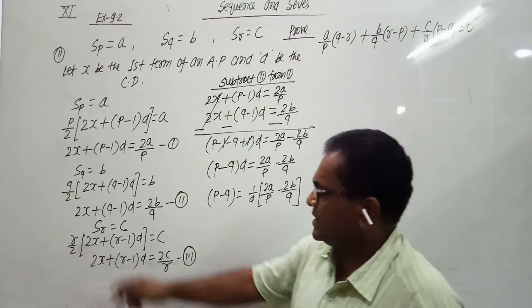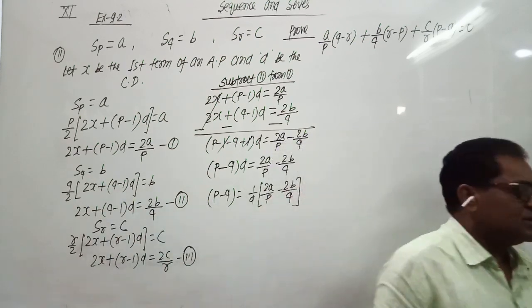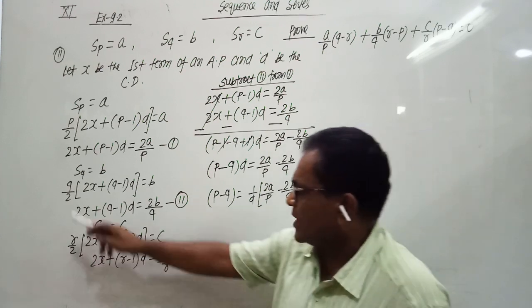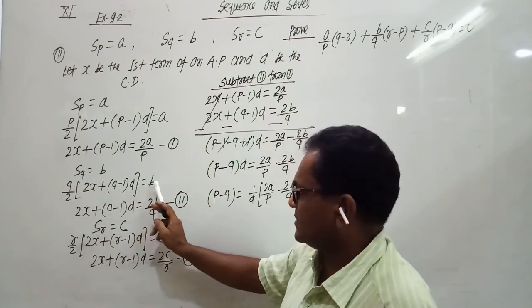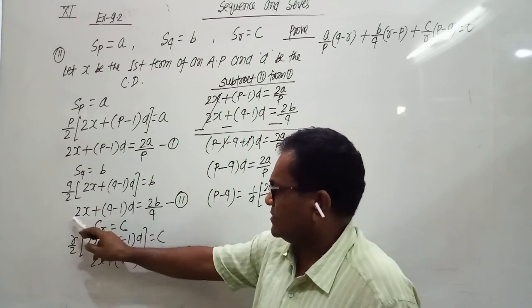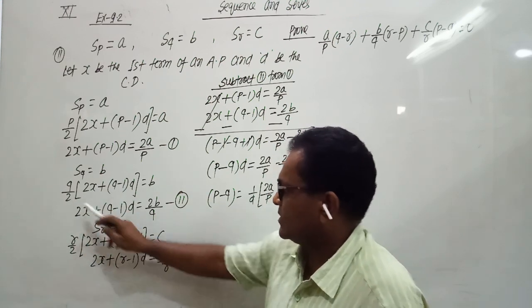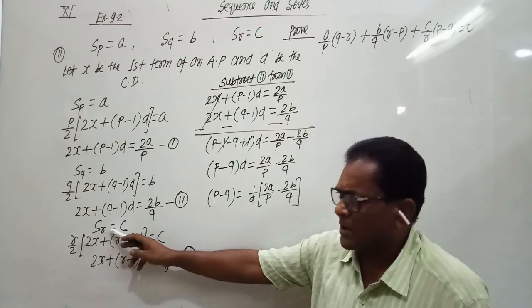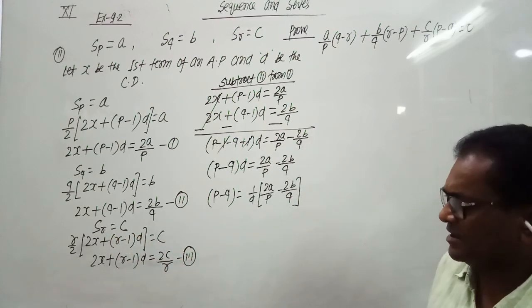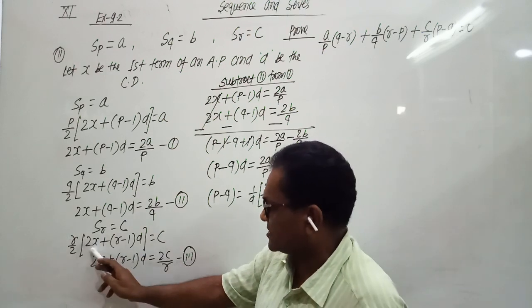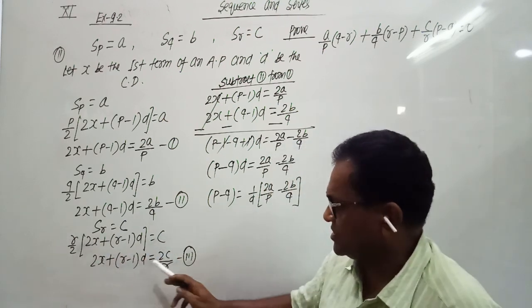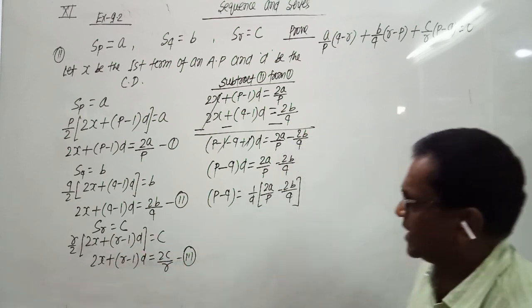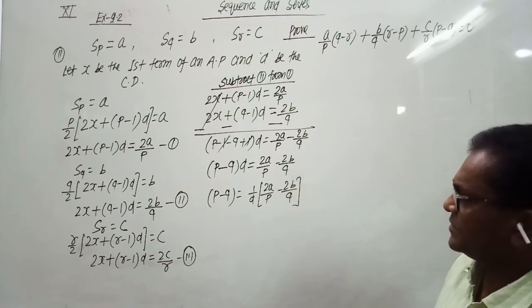Then we are given the sum of the first q terms is B. So S_q = B, so q/2 [2x + (q - 1)d] = B. Then we solve this: 2x + (q - 1)d = 2B/q. Similarly, the sum of the first r terms is C. So r/2 [2x + (r - 1)d] = C, and 2x + (r - 1)d = 2C/r. We get the three equations.